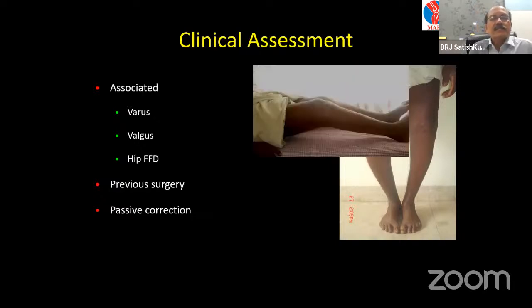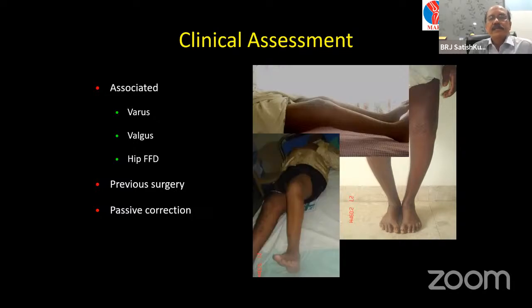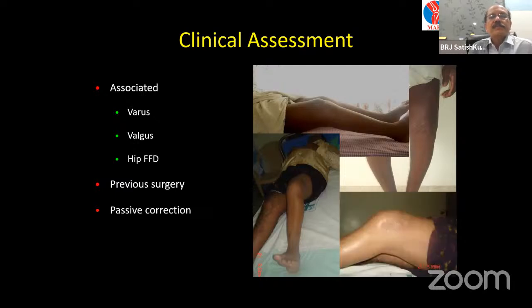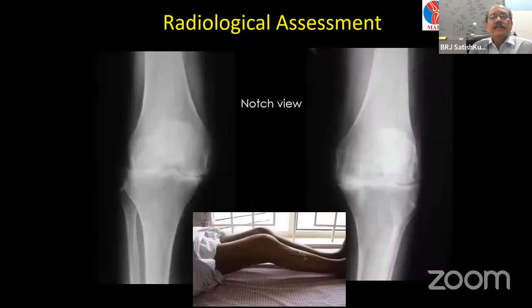And clinically, the assessment is the same. You see how much the deformity is getting corrected after making the patient lie down on the bed, and see if there are any associated scars and previous surgeries. And the radiological assessment, you will find it as a notch view. That means the patient has got flexion deformity. You can see the intercondylar notch very well.